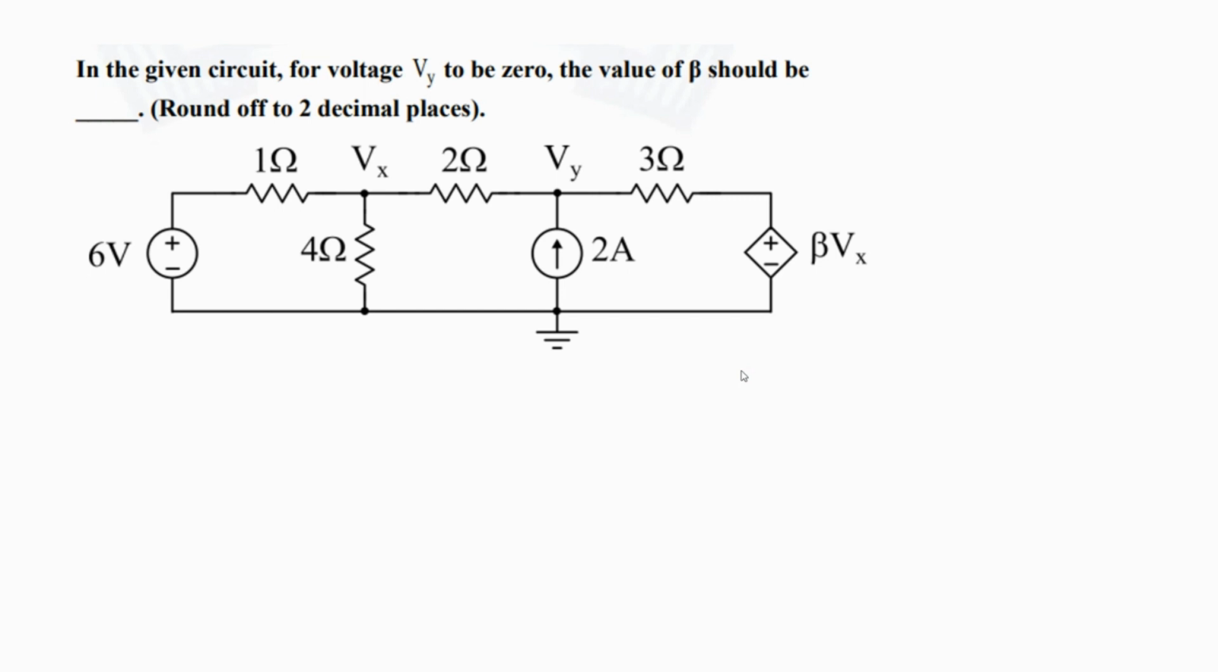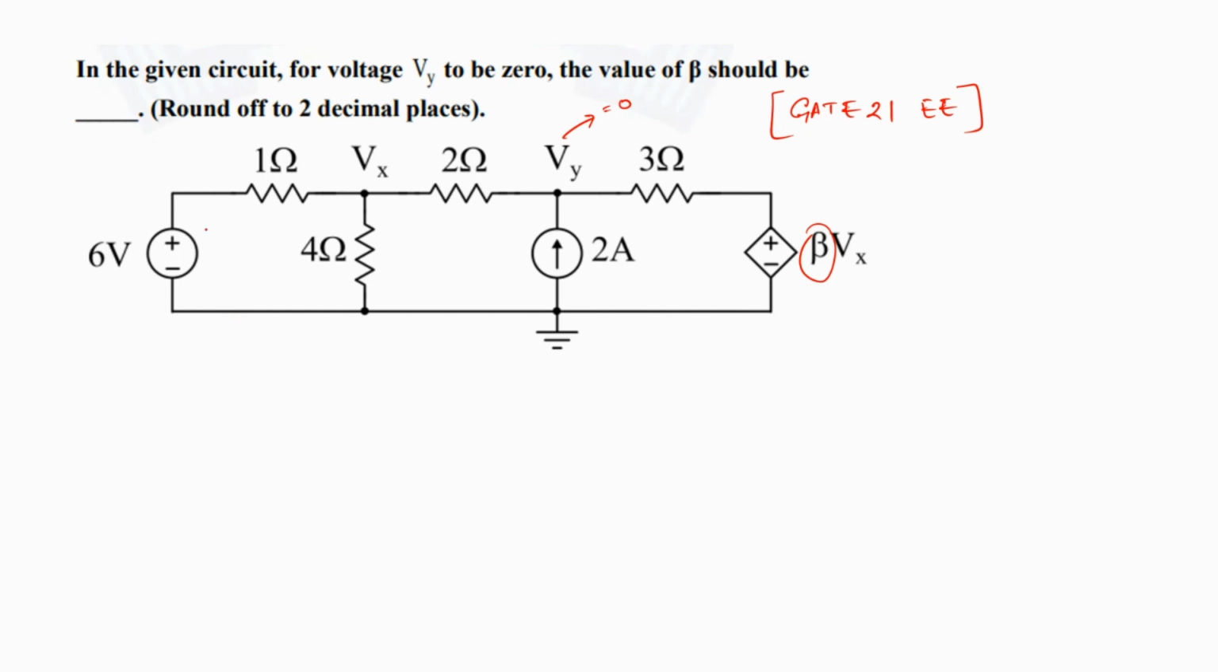So, today let's just discuss a few more problems related to mesh and nodal analysis. And this particular problem was asked in GATE in the year 2021. It was a doubly paper. So, let's see how we can approach this problem. Here, we have been asked to compute the value of beta such that Vy should be equal to 0. So they are saying if Vy is to be 0, then what should the value of beta be?